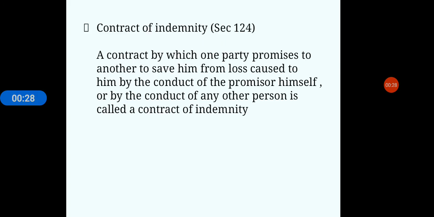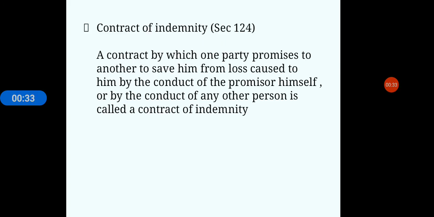In today's online session, we'll discuss the Indian Contract Act 1872. Under this, we'll cover the types of contract. The first type of contract which we are going to see in today's lecture is contract of indemnity, and second is the contract of guarantee. We'll see each one by one.